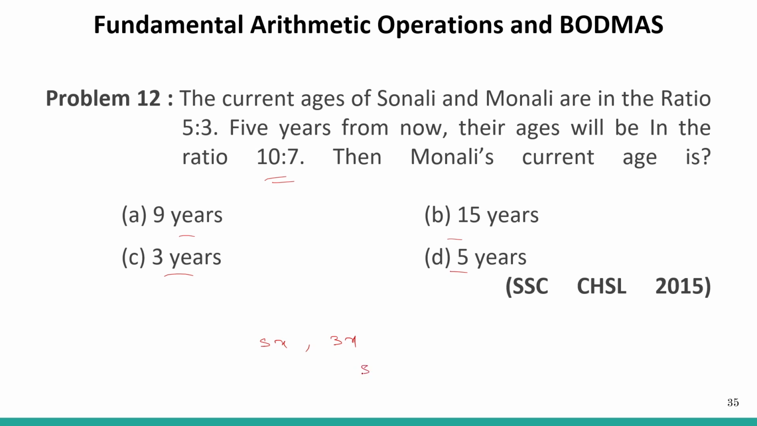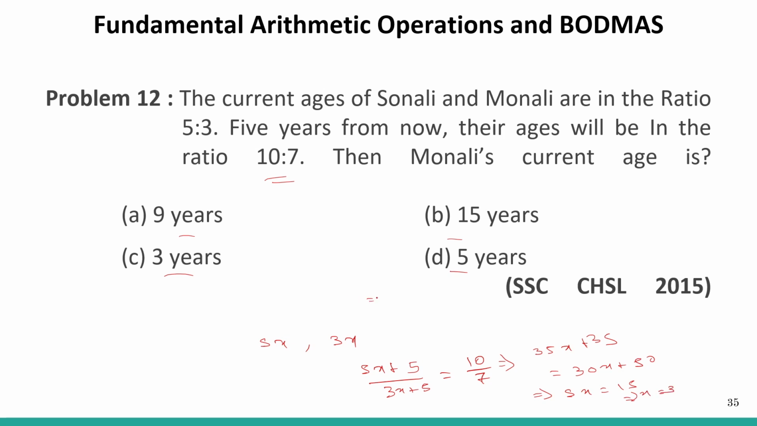So it told us that (5x+5)/(3x+5) is equal to 10/7. So after 5 years their ratio will be something like this. So we have converted the word problem to an algebraic equation. Okay, so 7 into 5 is equal to what? 35x plus 35, that is equal to 30x plus 50. Okay, so this implies that 5x is equal to 15. This implies that x is equal to 3.